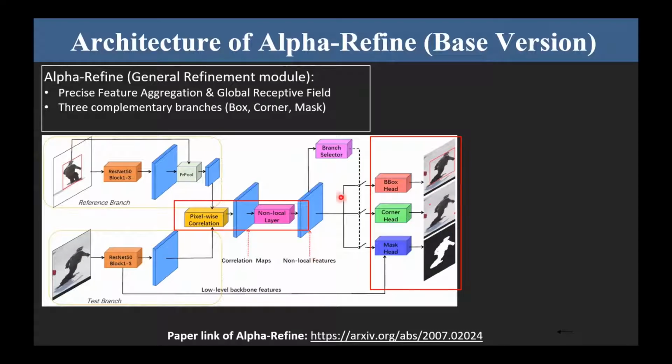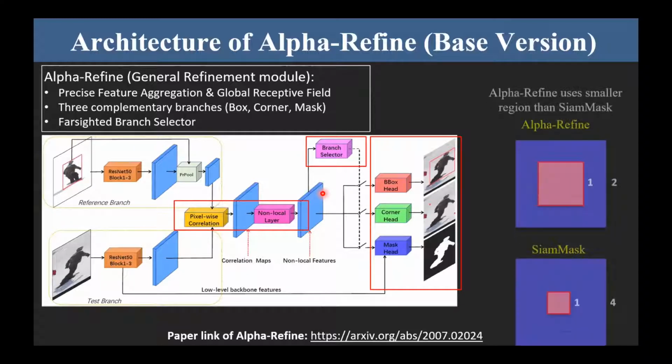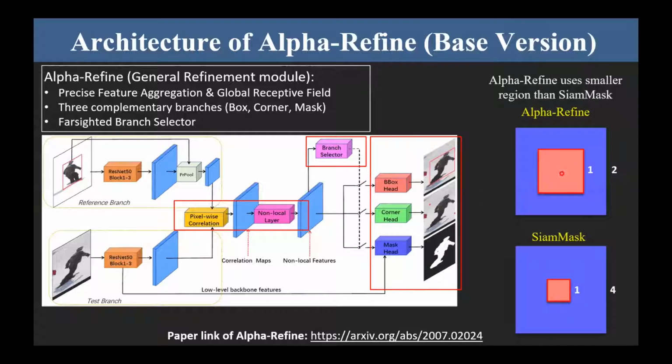Second, it has three complementary output heads for bounding box, corner, and mask, which can provide diverse candidate results. Third, it uses a lightweight branch selector module to choose the optimal results. It is also worth noticing that AlphaRefine uses a smaller search region than SiamMask.